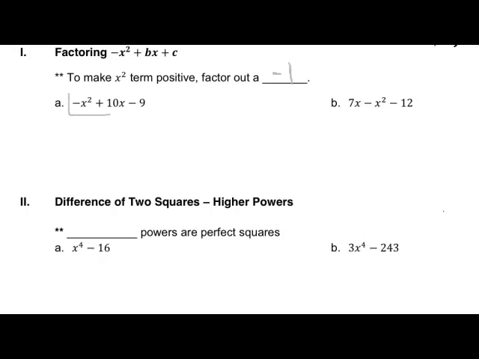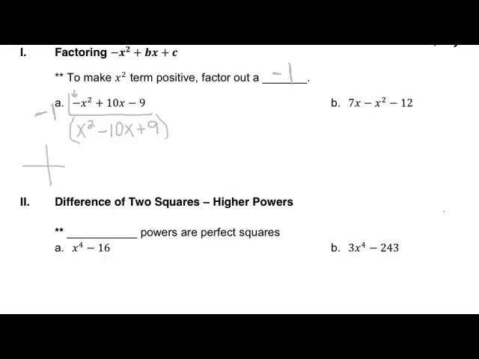So for example A, notice our x squared term is negative. So we're going to factor out or divide out a negative 1. Whenever we divide by a negative 1, it always changes the sign of everything. So this becomes positive x squared, negative 10x, and positive 9. Then we just factor from there.